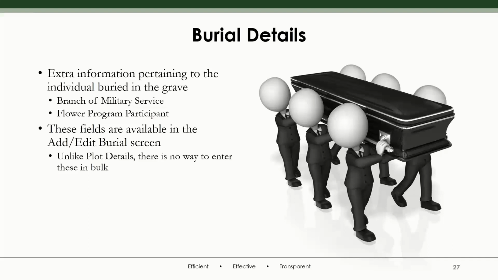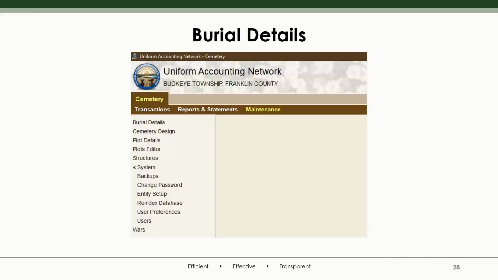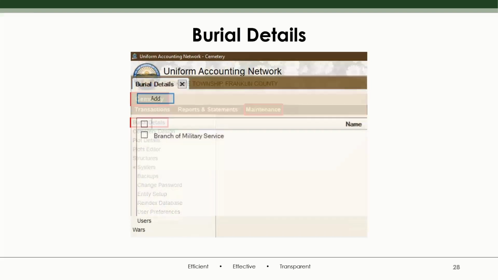Your burial details can include extra information pertaining to the individual buried in the grave. The branch of military service, as you saw before, you could also have a flower program where participants pay to get flowers delivered on a monthly or bi-monthly schedule. Then these fields are going to be available in the add and edit burial screens. Unlike the plot editors, though, there's going to be no way to enter these in bulk, so you're going to be doing them all individually. So we're going to be doing that here in cemetery, maintenance, burial details.